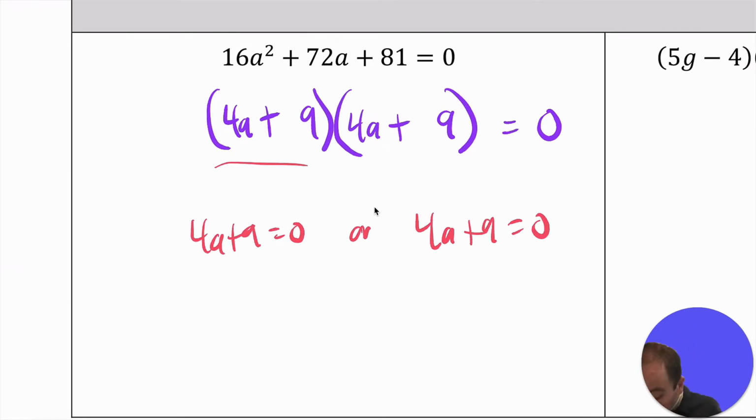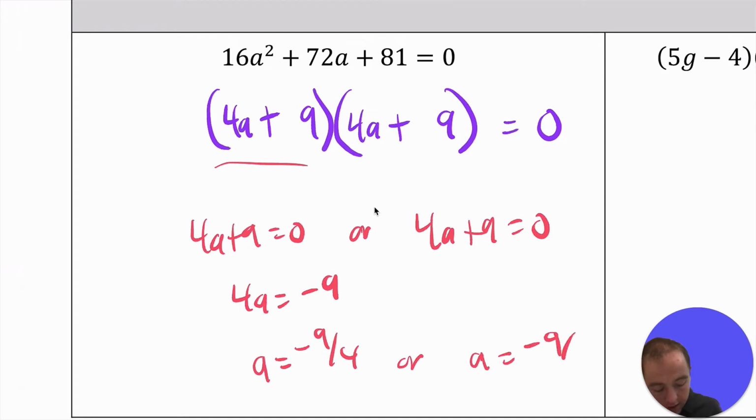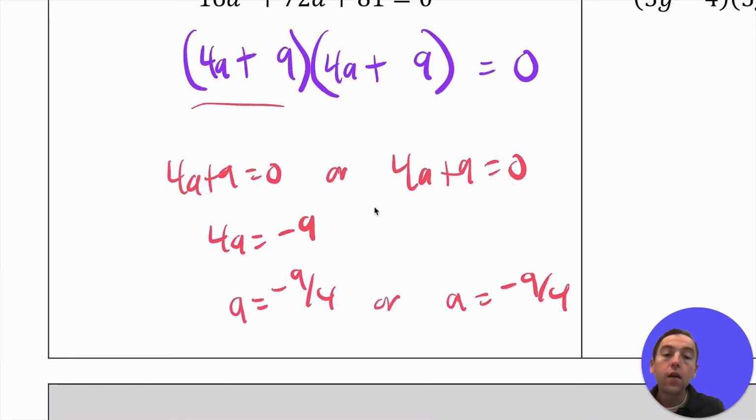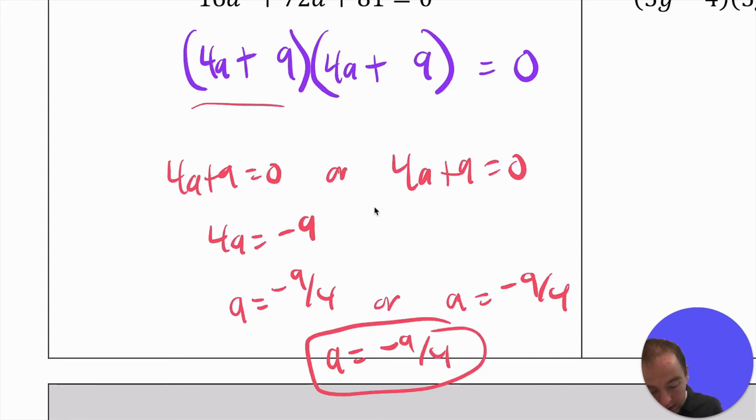So you would subtract 9 first from both sides, and then divide by 4. So we end up getting that a equals negative 9/4, and then of course again we would get a equals negative 9/4. You don't need to write it twice, of course. So if you just say a equals negative 9/4 is the solution to the equation, then that's fantastic and great.